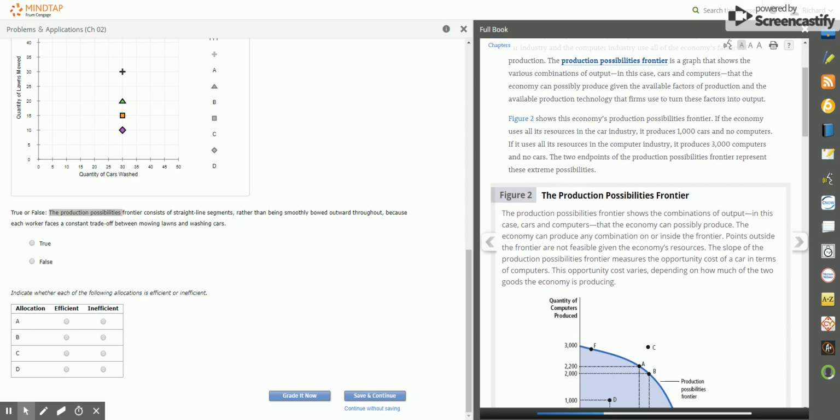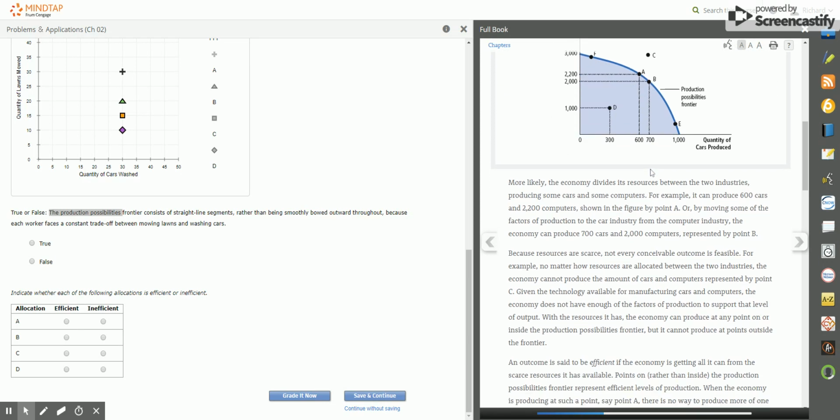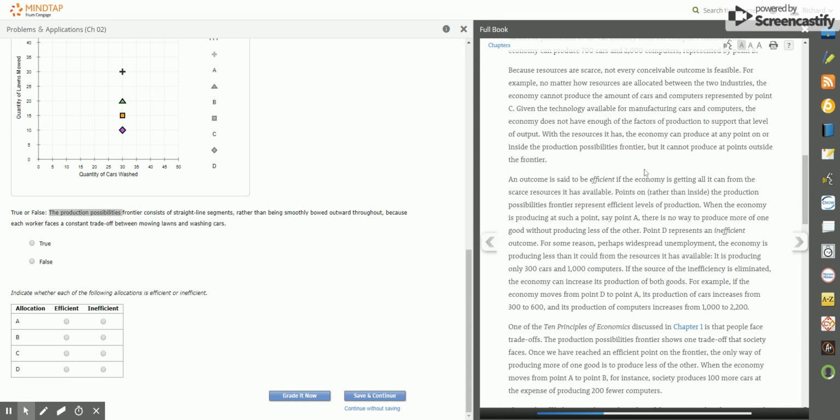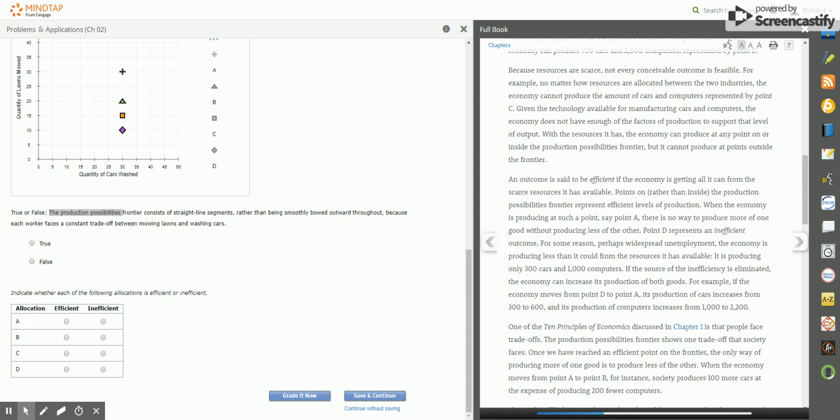And then the last question I had was about, is a particular point efficient or inefficient? So I'm just going to scroll down. I'm looking for those words, efficient and inefficient, and I come right here. An outcome is said to be efficient if the economy is getting all it can from the scarce resources it has available. Points on, rather than inside, the production possibilities frontier represent efficient levels of production. So if it's on the production possibilities frontier, it's efficient. And then it gives an example here.